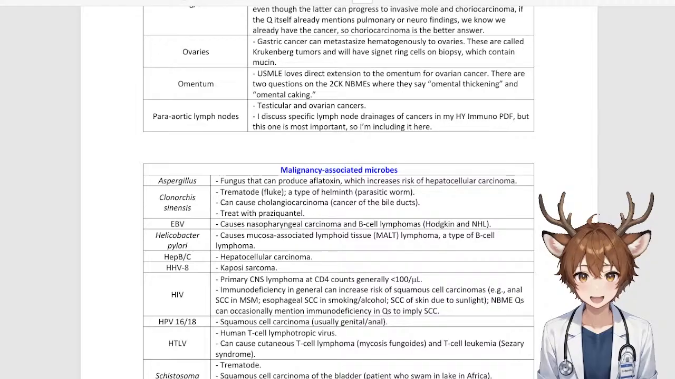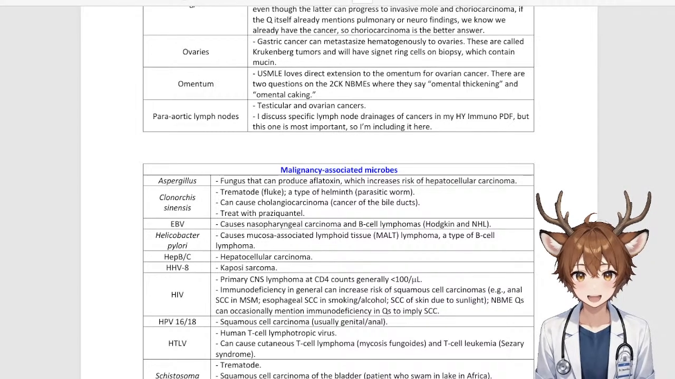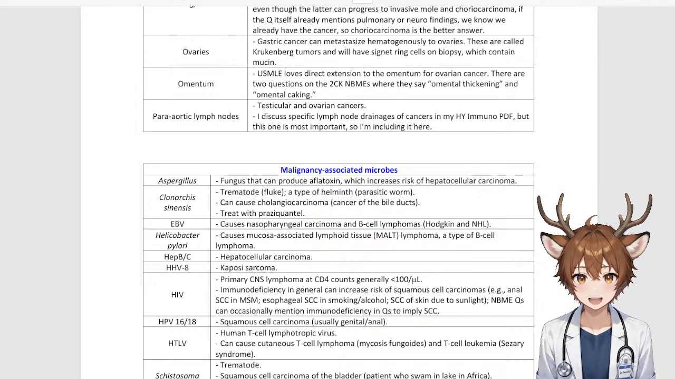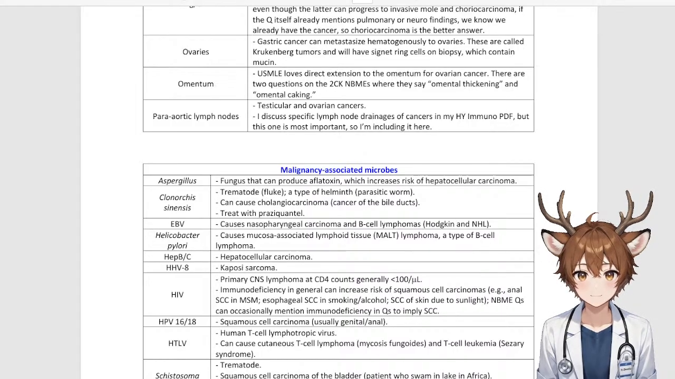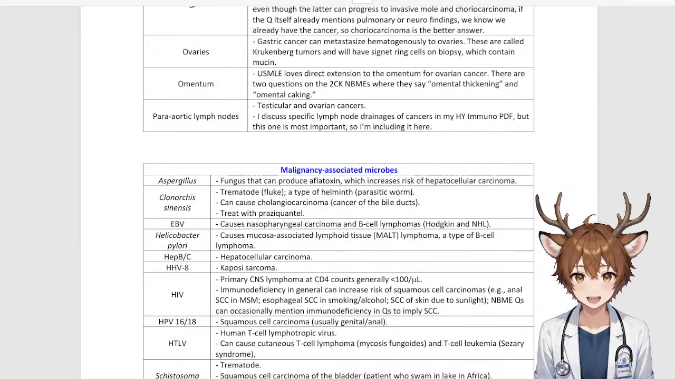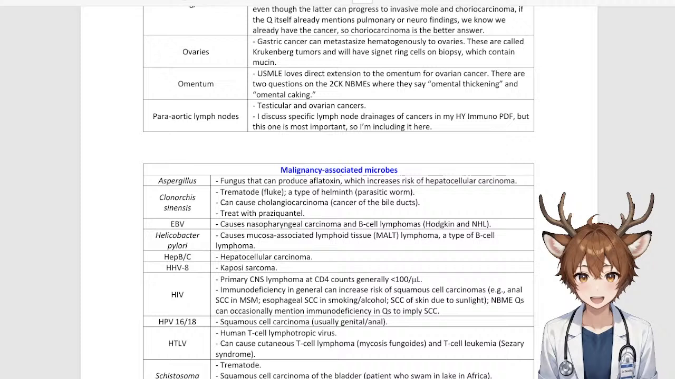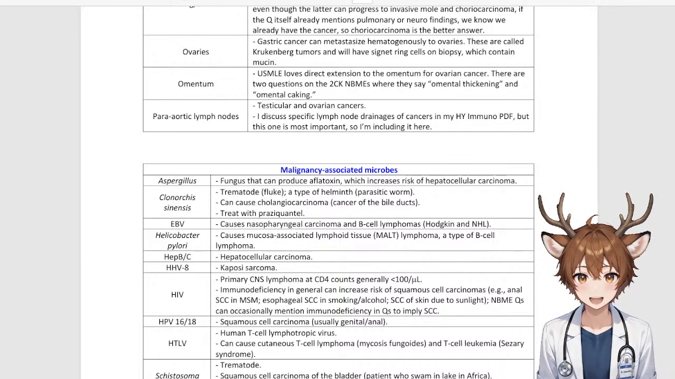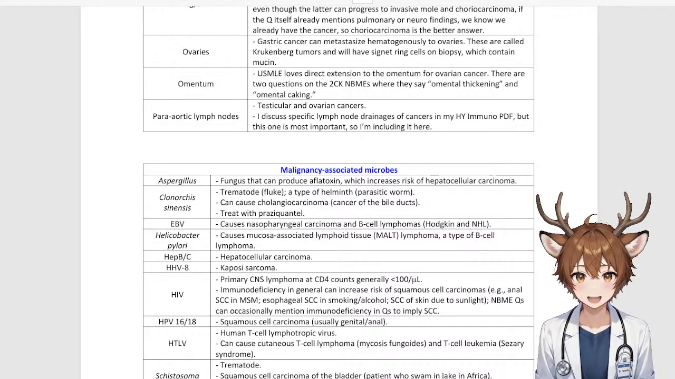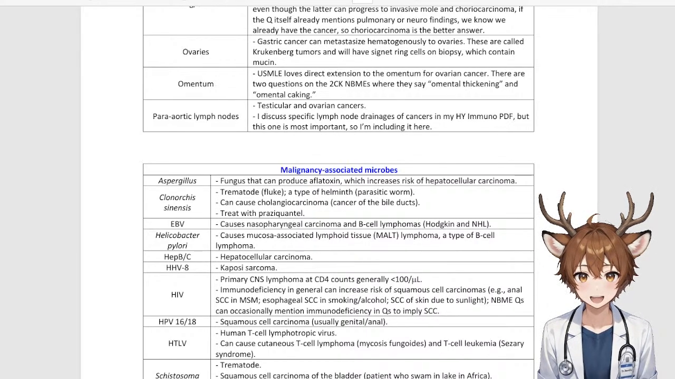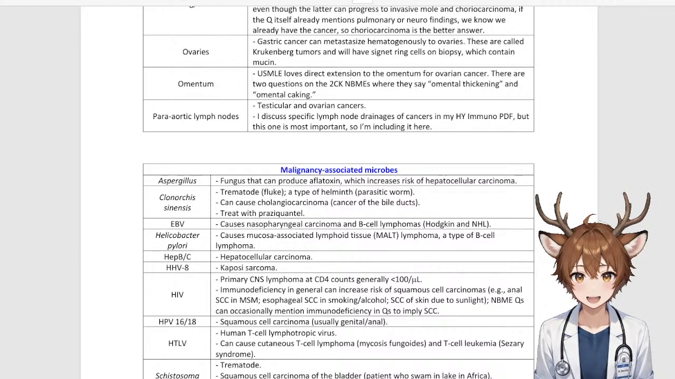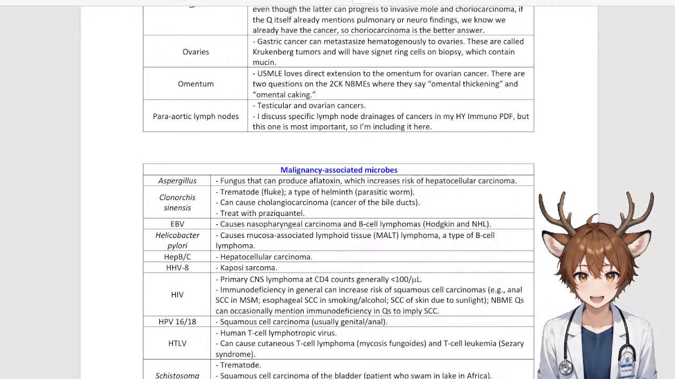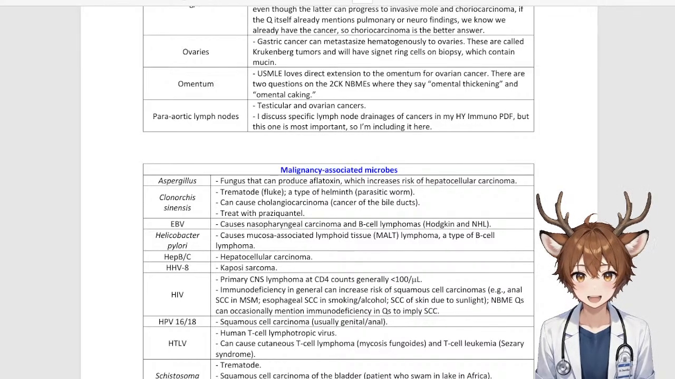Ovaries. Gastric cancer can metastasize hematogenously to ovaries. These are called Krukenberg tumors, and they will have signet ring cells in biopsy, which contain mucin. Omentum. USMLE loves direct extension to the omentum for ovarian cancer. There are 2 questions in the 2CK NBMEs where they say omental thickening and omental caking. Para-aortic lymph nodes. Testicular and ovarian cancers. I discussed specific lymph node drainages of cancers in my high-yield immuno PDF, but this one is most important, so I'm including it here.